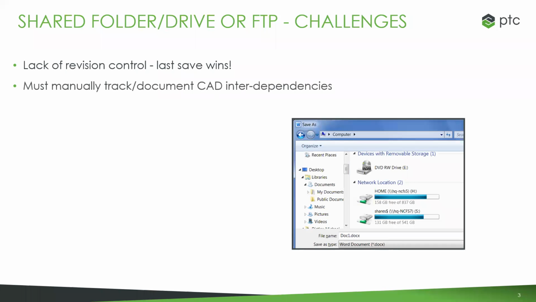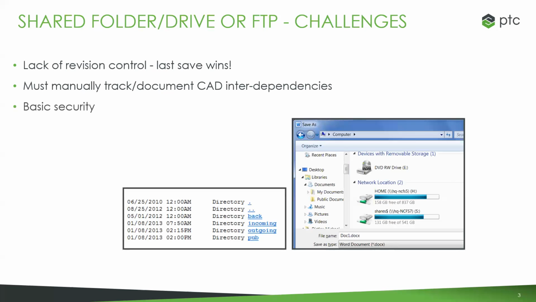You also need to manually track document and CAD interdependencies. This is extremely difficult to do, and it's very hard to determine what all will be affected by any changes to those files with those interdependencies. The relationships are hard to identify, and they're hard to carry over through the changes that are inevitably going to happen.